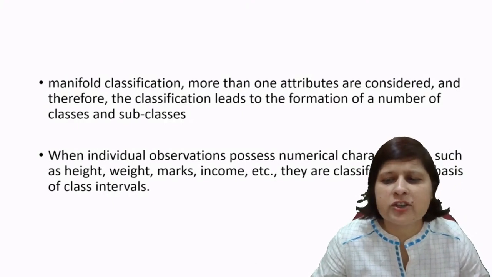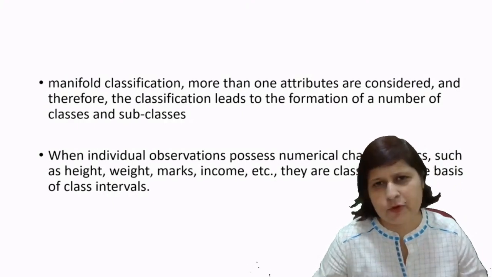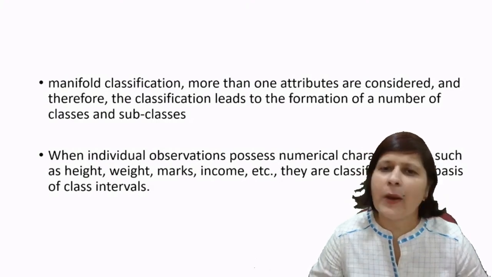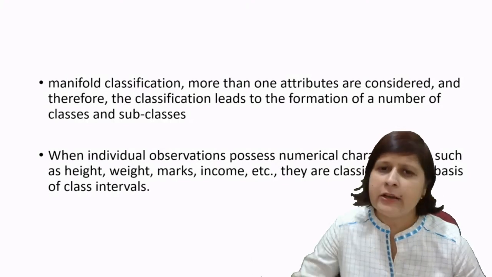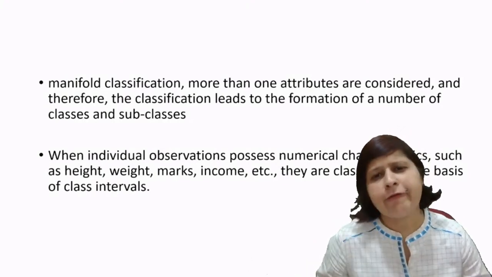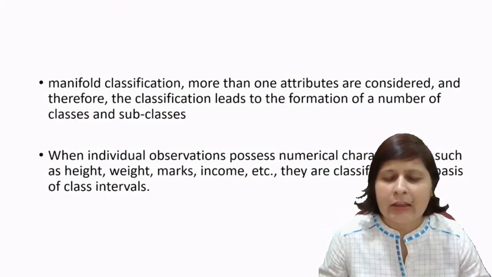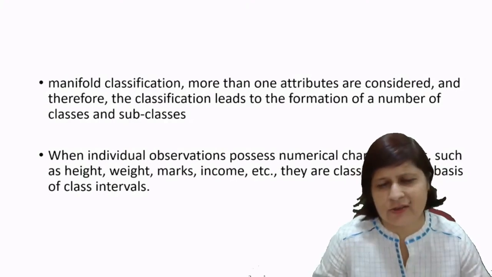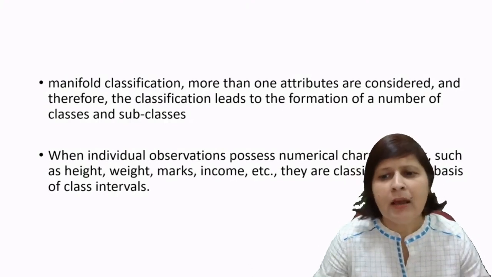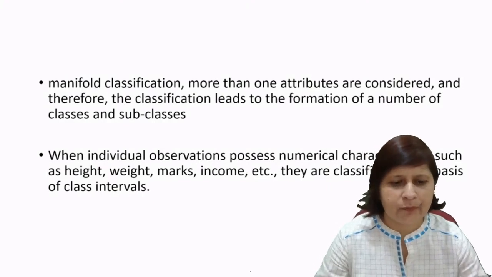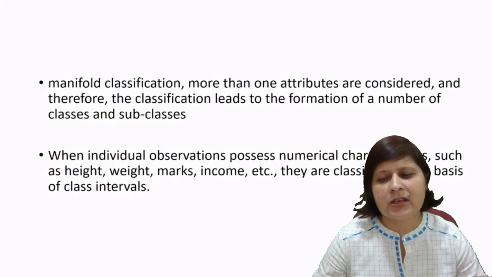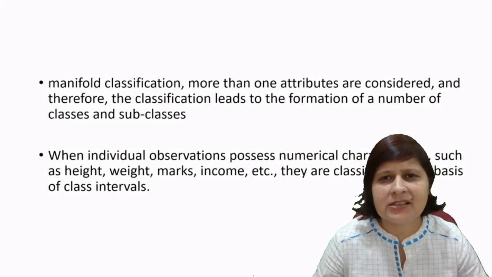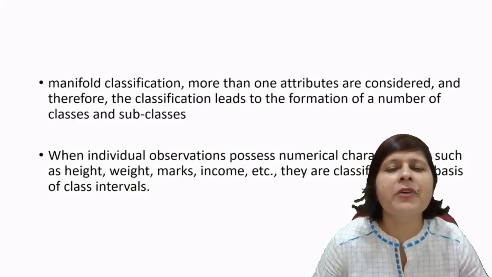But manifold classification, when more than one attribute is considered, for example male, within the age group of say 25 to 30, income between 50,000 to 1 lakh rupees, leads to formation of a number of classes and subclasses. When individual observations possess numerical characteristics such as height, weight, marks, etc., they are classified on the basis of class intervals.